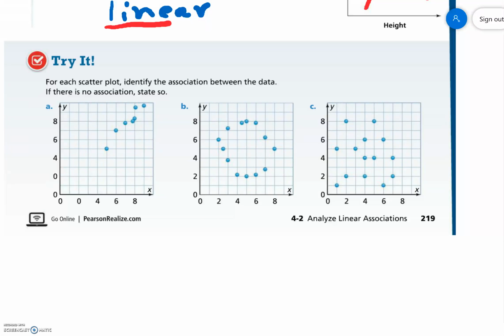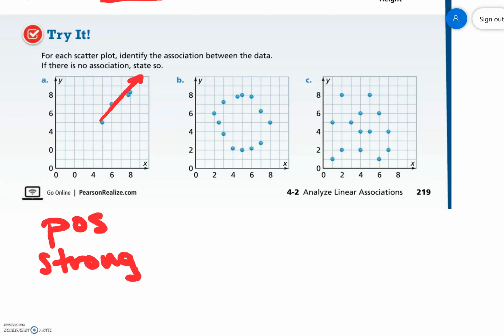If there is no association, state so. So we're going to look here, and if I draw my trend line, first of all, is it positive or negative? Positive. Is it strong or weak? Strong. All those points are really close to it. And is it linear or nonlinear? Linear.